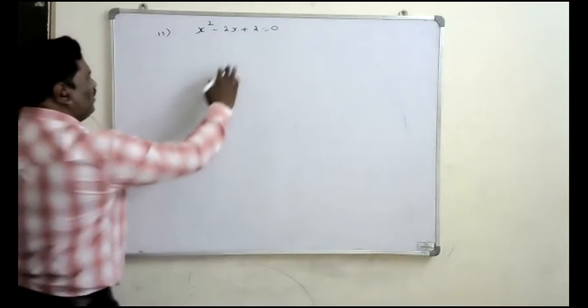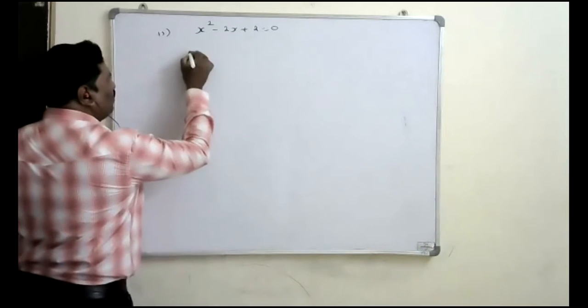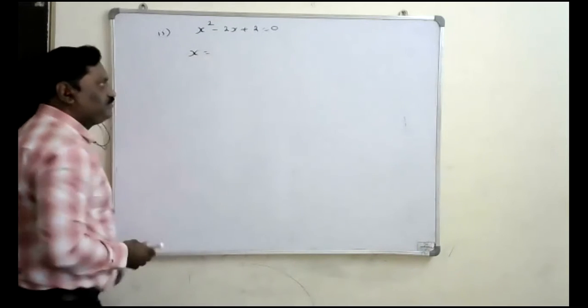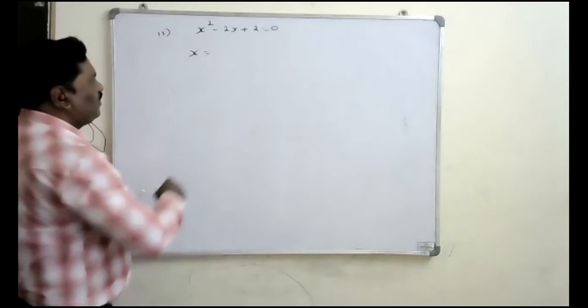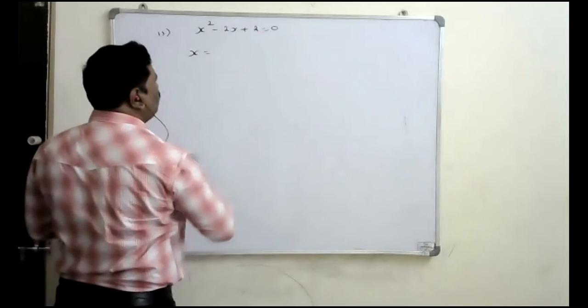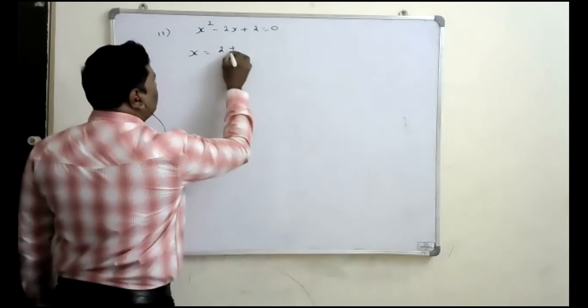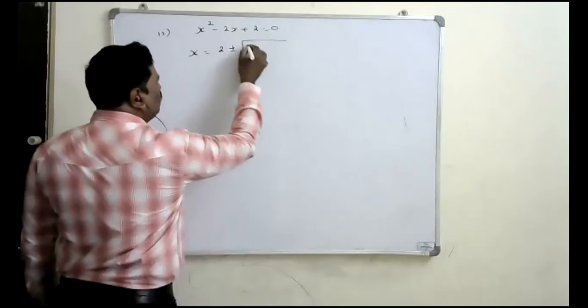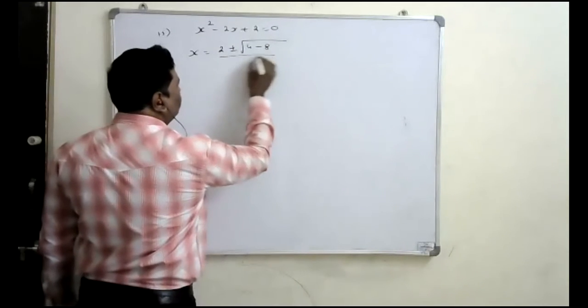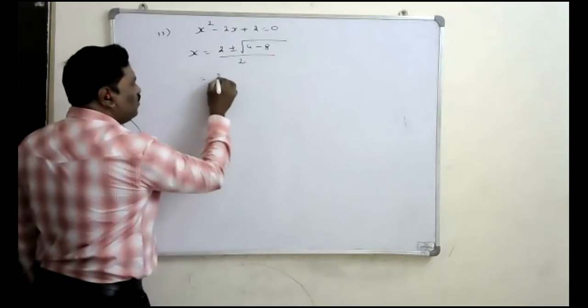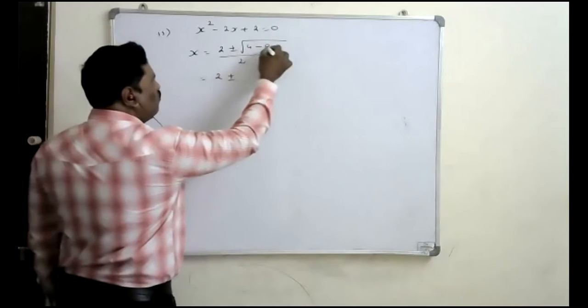For this, the quadratic equation is given. If you find the roots of that, by using the formula, the roots are minus b, b means minus 2, so minus of minus 2 means plus 2, plus or minus root over b square, that is 4, minus 4ac, that means 8, by 2a. So 2 plus or minus root of 4 minus 8.